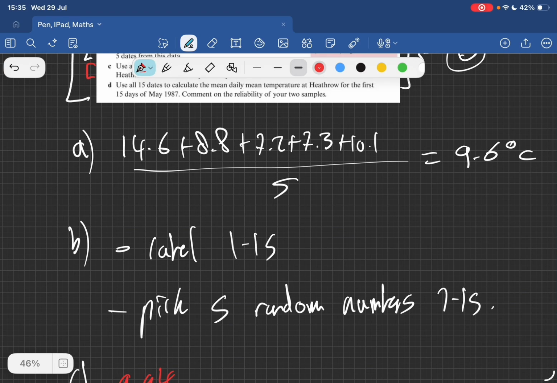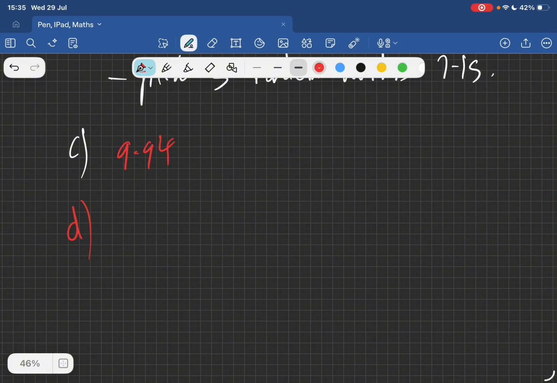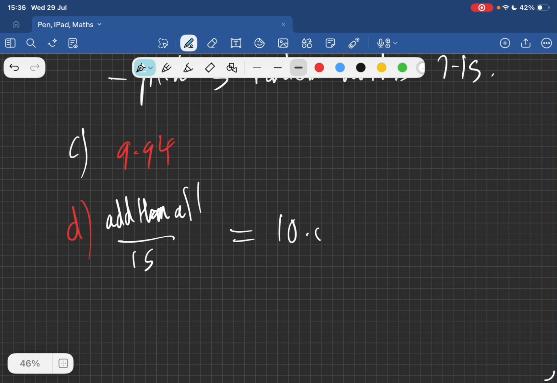Part D now. Using all the 15 data points, we need to calculate the mean daily temperature. So using all 15, we're going to plug all 15 into our calculator, add them all, divide by 15, and you should get 10.8 rounded to 3 significant figures.